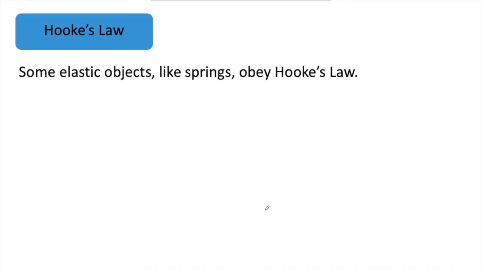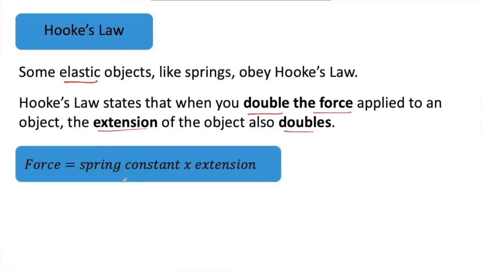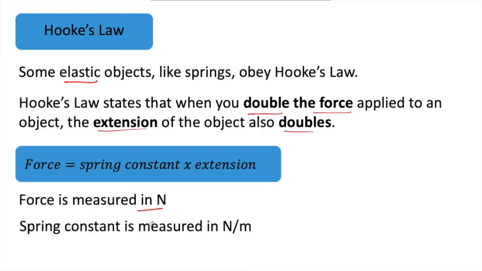Hooke's law: some elastic objects, importantly, like springs, obey Hooke's law. Hooke's law states that when you double the force applied to an object, the extension of the object also doubles. And there's an equation that comes into play here, which is force is equal to spring constant times extension. Force is measured in newtons, spring constant is measured in newtons per metre, and extension is measured in metres. So force is directly proportional to extension in elastic objects.